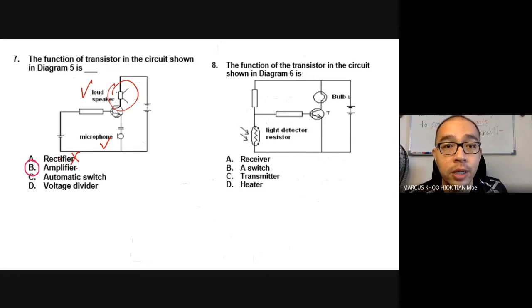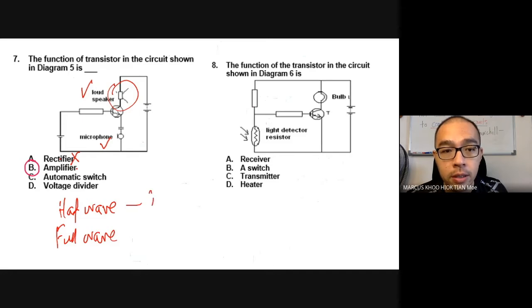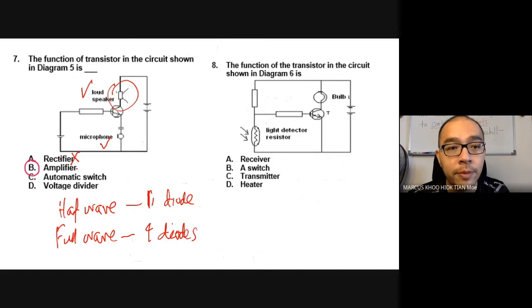Rectifier is guna diode. Dan ada dua jenis rectifier which is half wave and full wave. Okay, half wave is one diode. Okay, full wave is 4 diodes. Okay, so rectifier memang out.